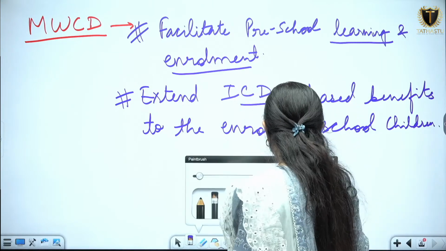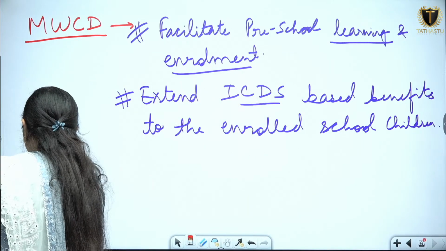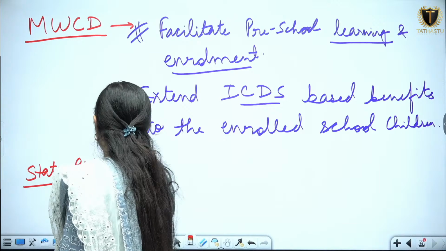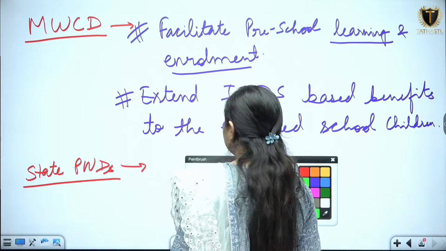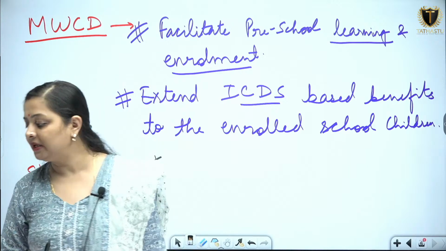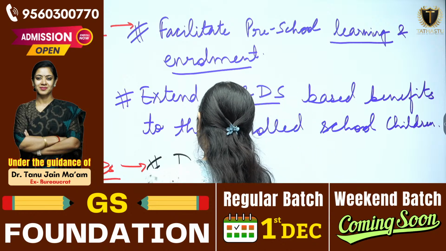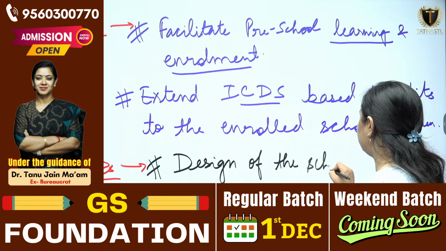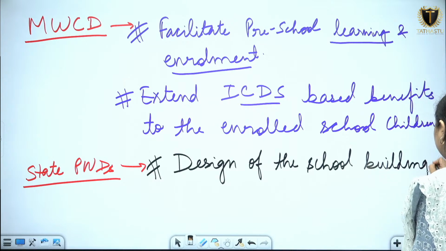Then comes another one, and it is the state PWDs, right? So under this state PWDs, what happens? Design of the school buildings as per the requirements are supposed to be done. Design of the school buildings as per the rules are supposed to be done.